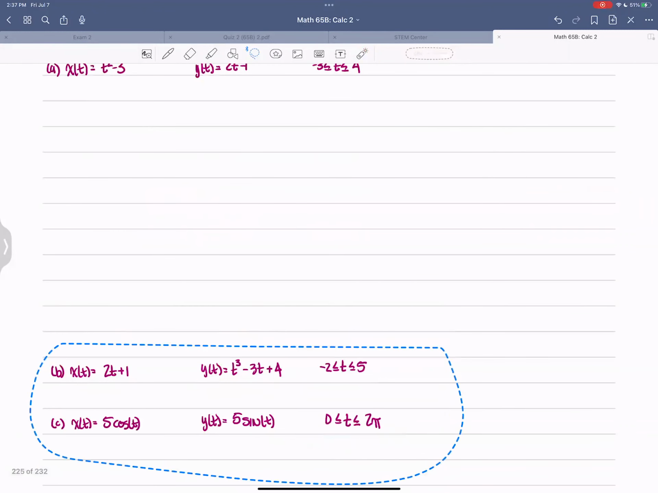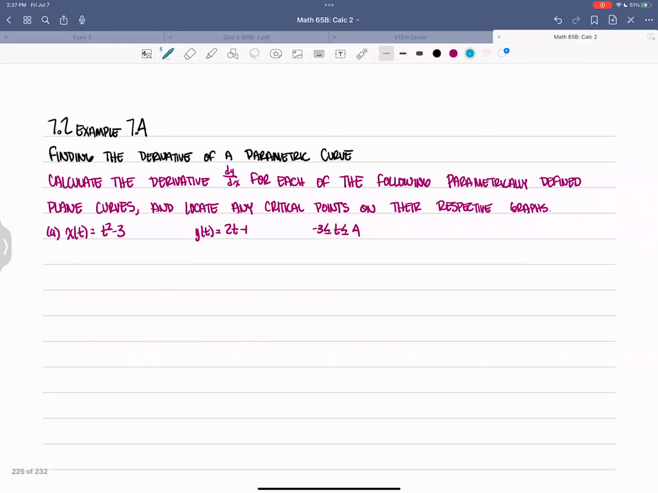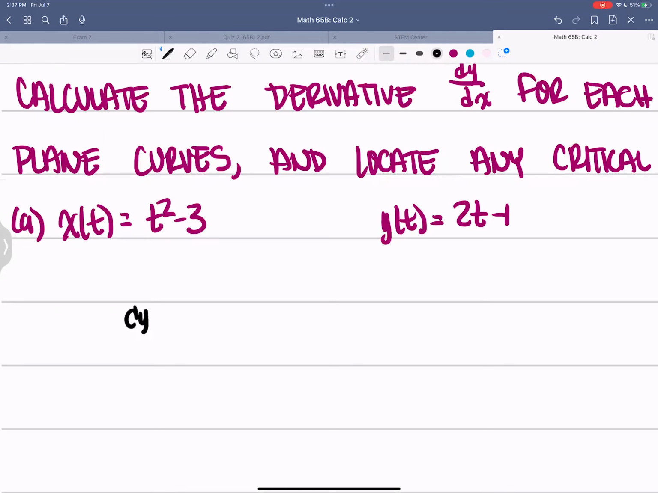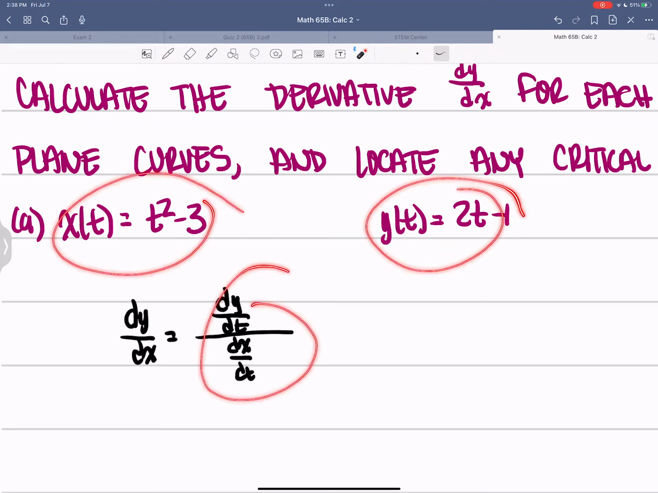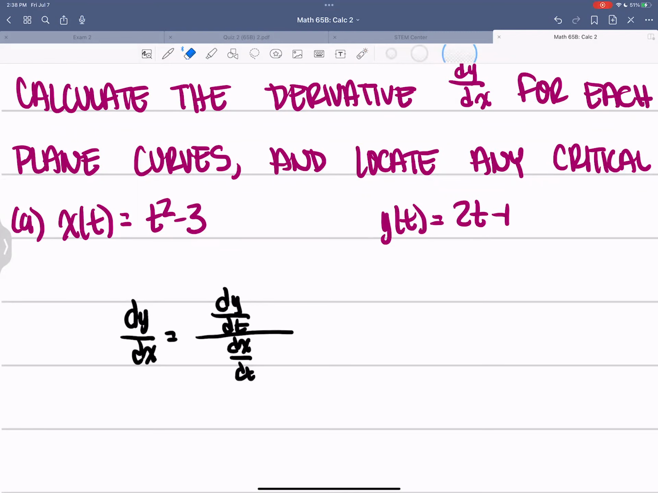Okay, so let's grab this. And now let's take a look at the definition. So the definition of dy/dx is equal to dy/dt over dx/dt. So what we're going to do is find the derivative of these individually and then just divide the two, y over x. All right, so let's get that done first.